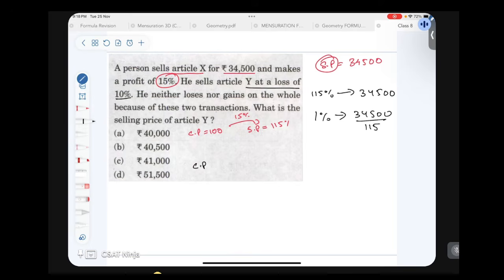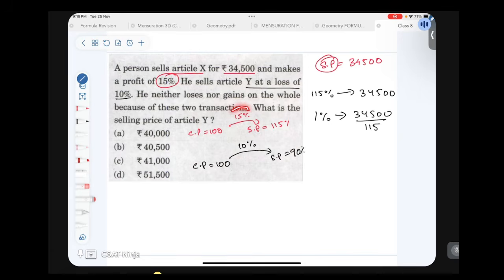Cost price was 100, and if he is selling at a loss of 10%, the selling price will be 90 rupees. So now it will be 90% there. Since there is a loss of 10 from 100, that means a decrease of 10, which gives you 90. Yeah, 90% there.